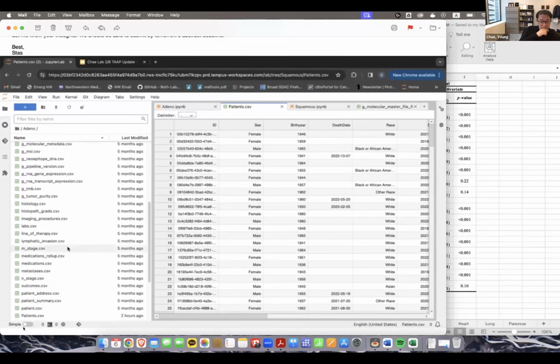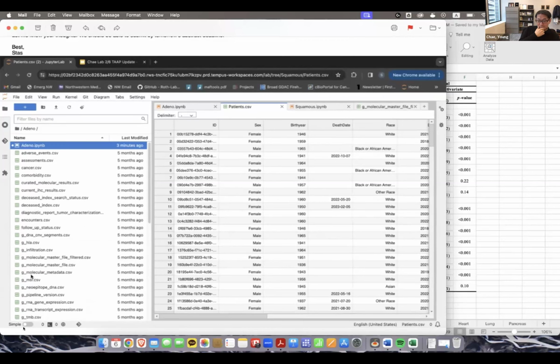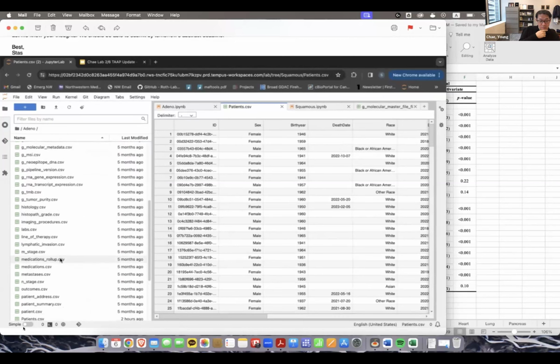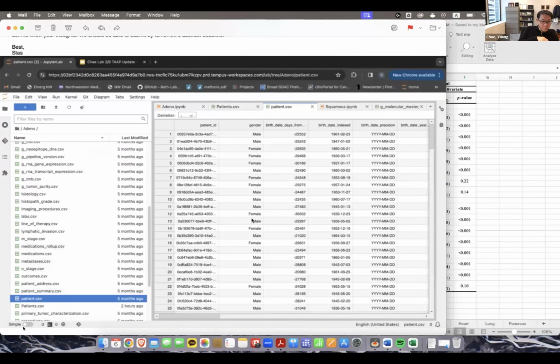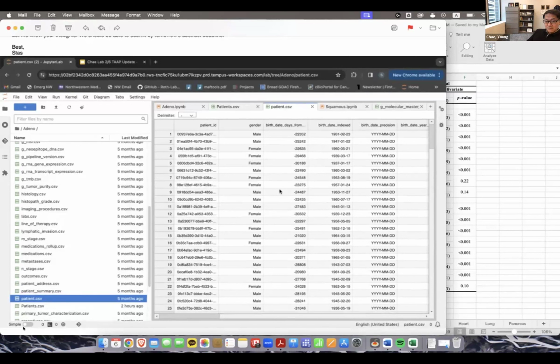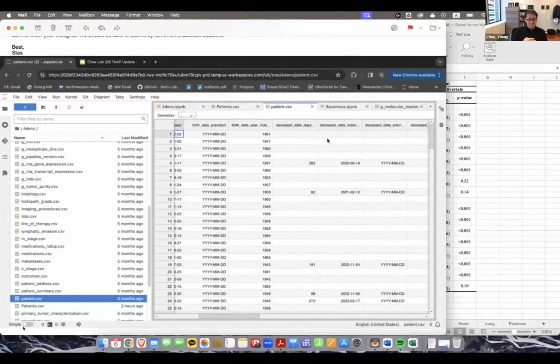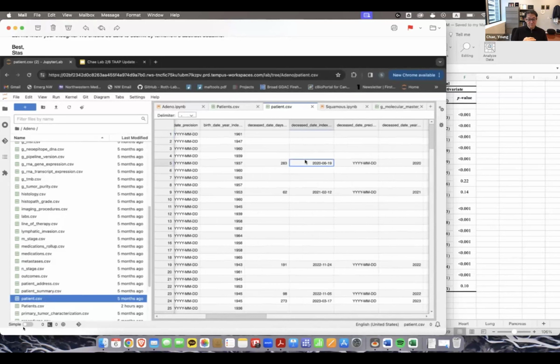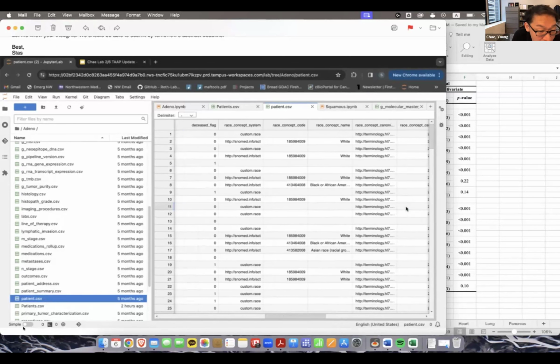So for example, the patient CSV, and I'm just looking at the adeno cohort. If I open one of these files, you'll see some of the information here. All these files are linked by various IDs, for example patient ID, which is unique to each patient. Here we have 189 patients. And in this patient.csv sheet, they store information like gender, birth date, death date, and that's it.